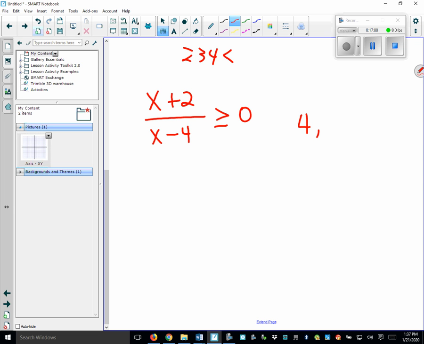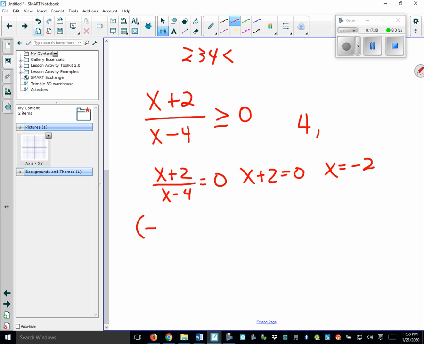How do I find my second one? Or my others? I change it to an equal, right? Right. Can I multiply both sides by x minus 4? Of course. Yes. Which gives me x plus 2 equals 0. So what is x? -2. So my numbers are negative 2 and 4.